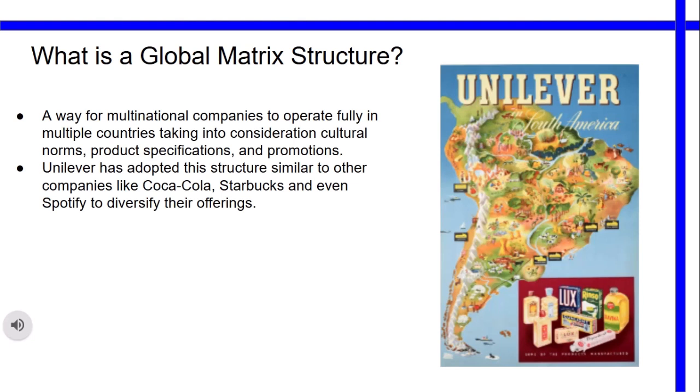Unilever has adopted this structure similar to other companies like Coca-Cola, Starbucks, and even Spotify to diversify their offerings and remain a leader of competitive advantage. The picture to the right is a vintage promotional poster for Unilever products in South America, including some of their product offerings based on each region in South America.